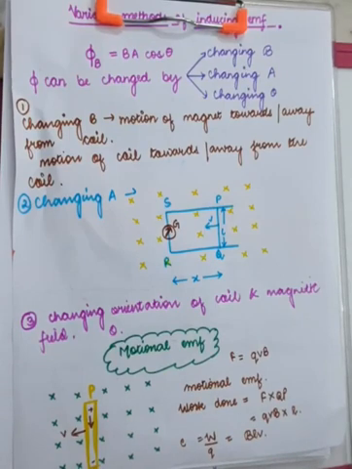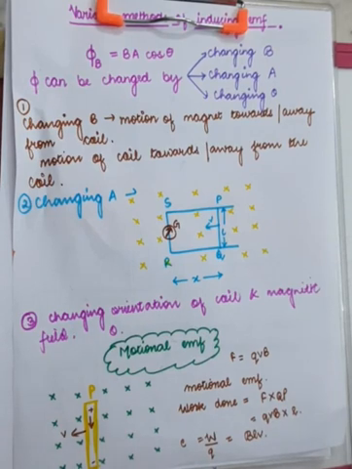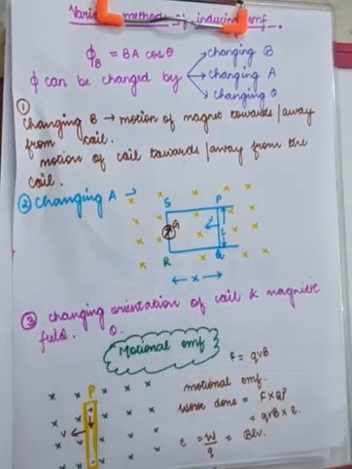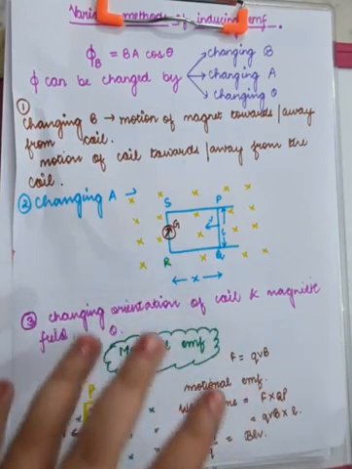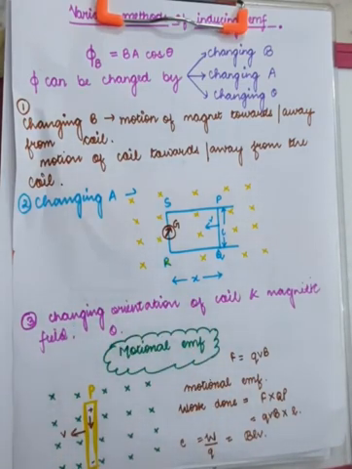Dear students, in this video, we are going to discuss various methods of inducing EMF or current in a circuit. See, with the help of Faraday's and Henry's experiments, we already know that the change in magnetic flux induces current in the circuit. But the question is how to change the magnetic flux so as to induce EMF and hence current in the circuit. So here are the ways.